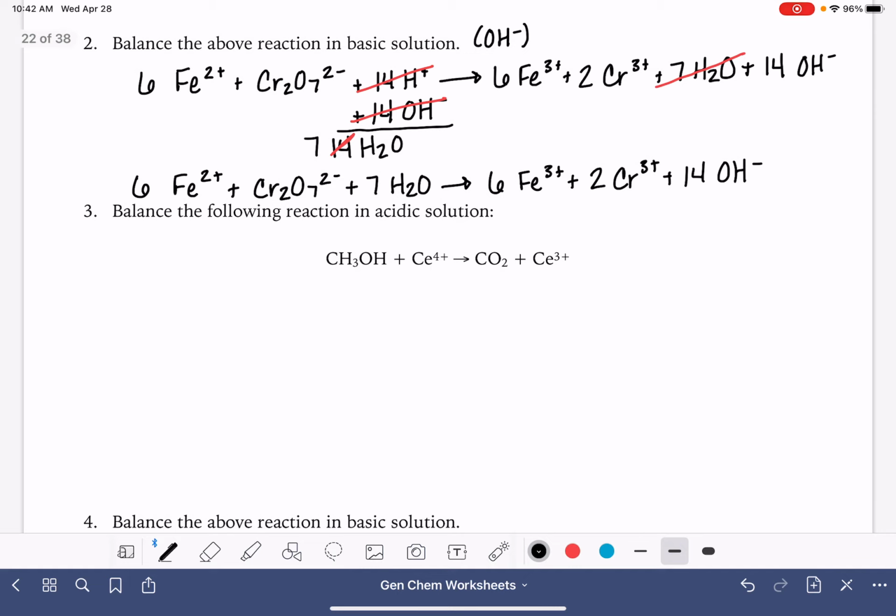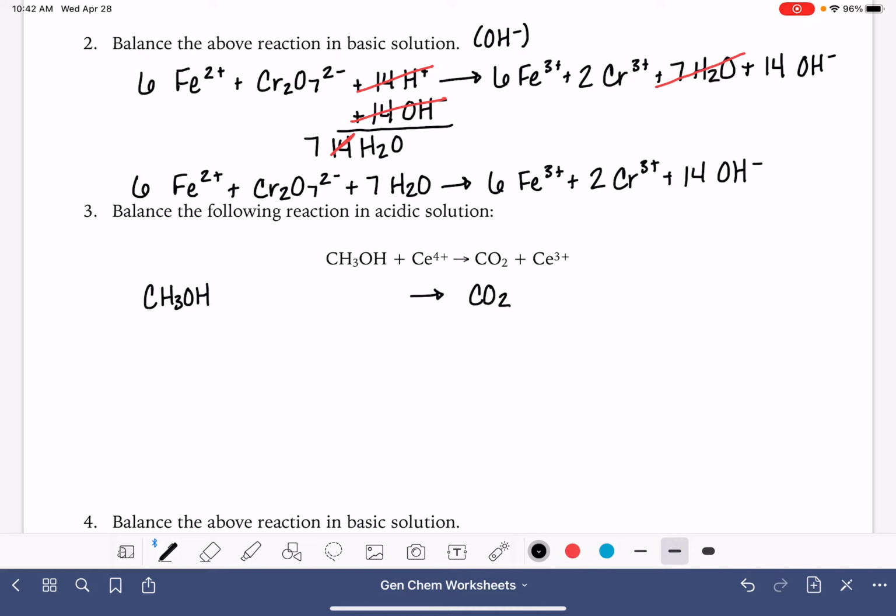First thing we need to do is separate these into half reactions. CH3OH, that's one of our reactants. And if we look at our products, what makes the most sense to match up? Let's keep the carbon atoms together. So we're going to make CO2 right here. And let's just balance this one while we have it.